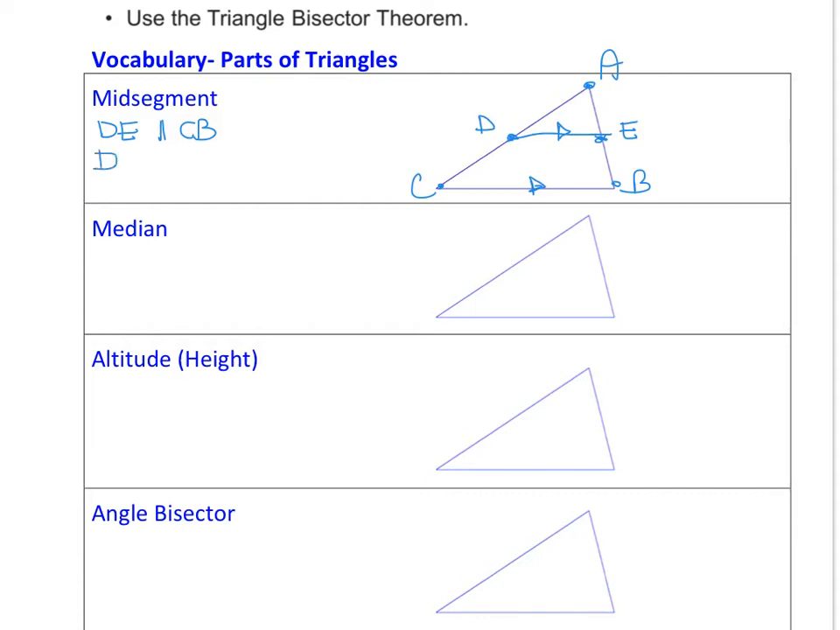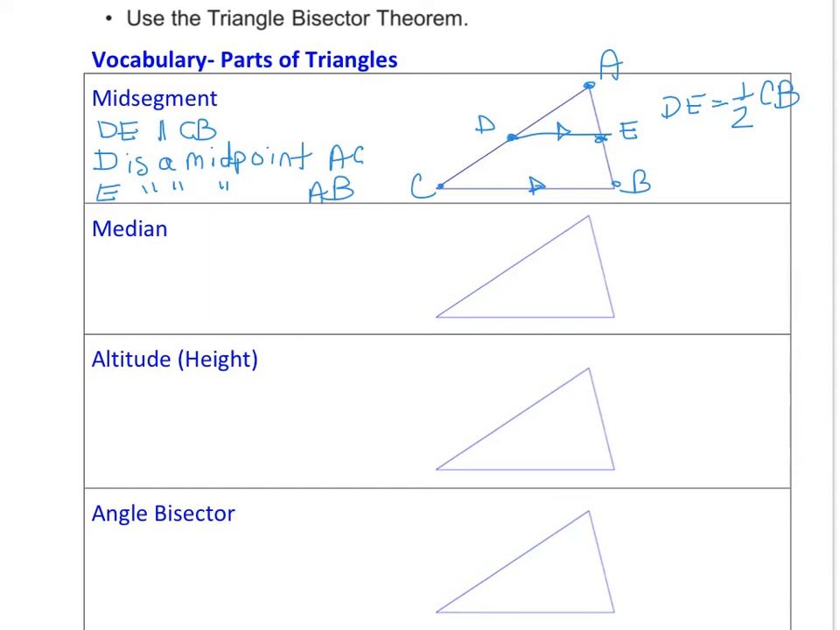D is a midpoint of AC. And E is a midpoint of, I'm sorry, I forgot AC over here, AB. And we know that the mid-segment theorem says that the length of DE equals 1/2 the length of CB. So that's one of the mid-segments. Of course, we can draw 2 more mid-segments, as shown in the last section of notes.